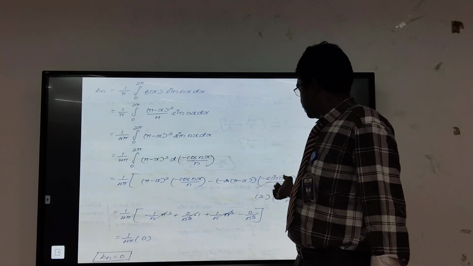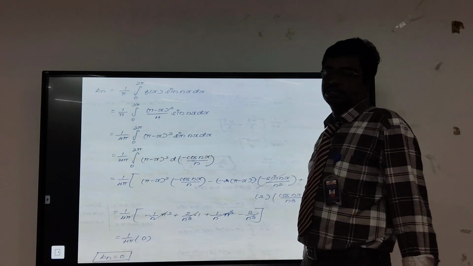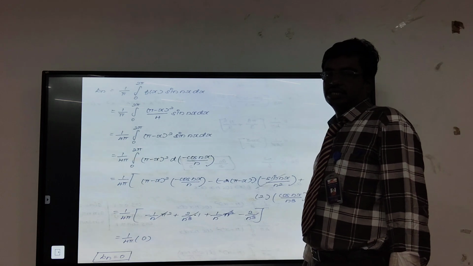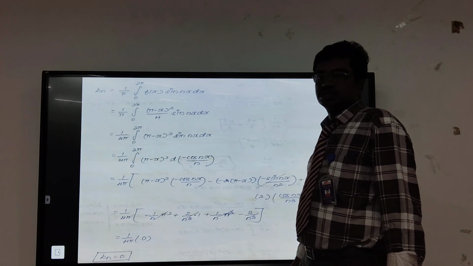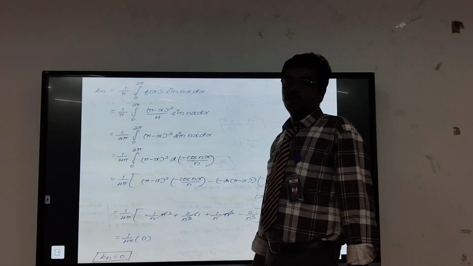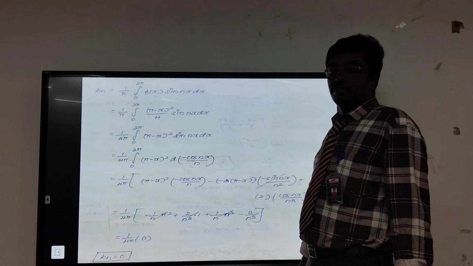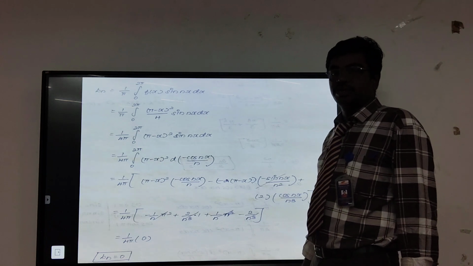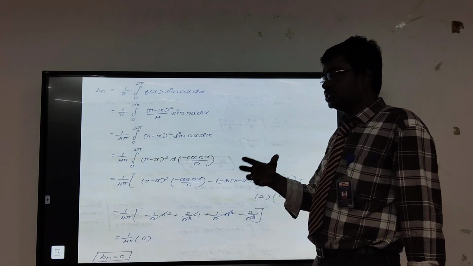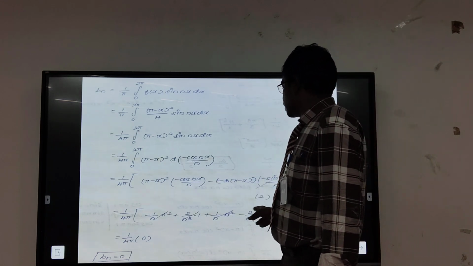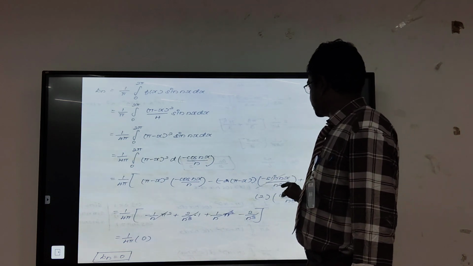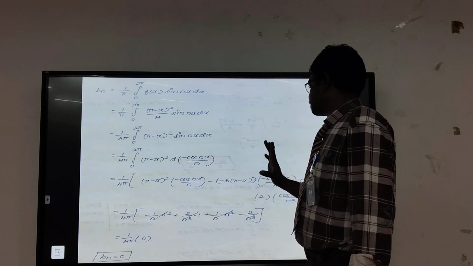So lower limit is 0 and upper limit is 2 pi. We can substitute the basic facts. Already said that cos 0 is 1, cos n pi is minus 1 power n, cos 2n pi is 1. But sin 0 is 0, sin n pi is 0, sin 2n pi is also 0. So using these basic facts, we apply the upper limit in sin nx, this term will be cancelled. So I will cut here.